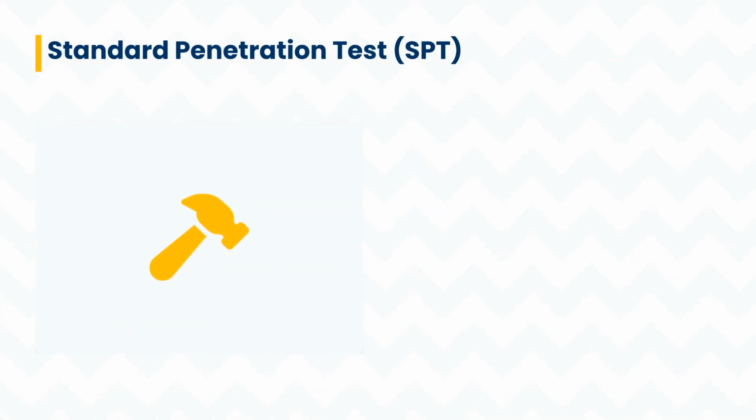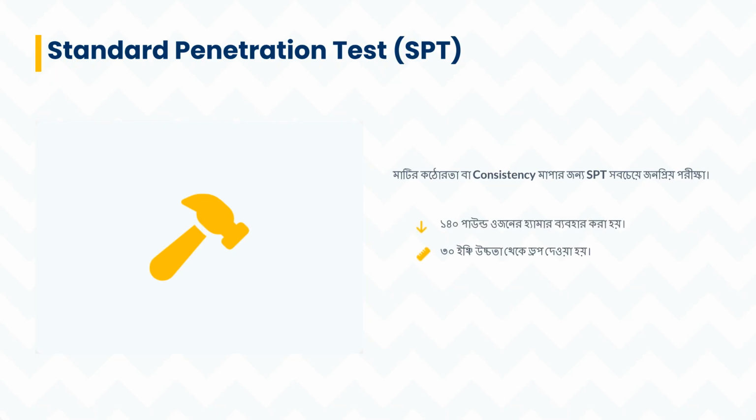The Standard Penetration Test, or SPT, is the most popular test to measure soil consistency. It involves dropping a 140-pound hammer from a 30-inch height. The N value is the number of blows needed for the final 12 inches of penetration.